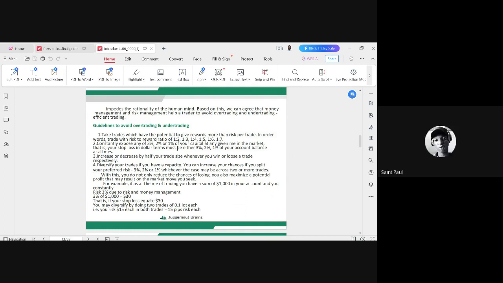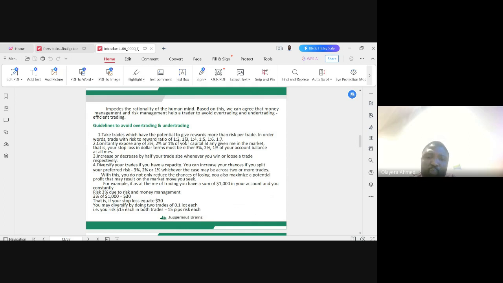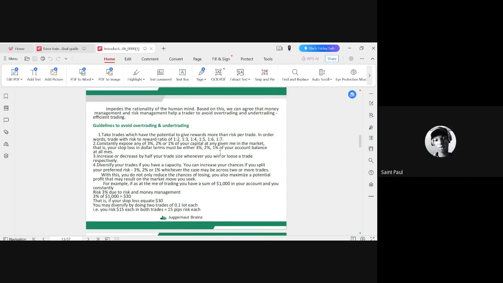Exactly. So take ratio 1 to 2, 1 to 3, 1 to 4, 1 to 5, 1 to 6. Those are the kind of trades that you want to trade. You don't want to be risking more money than what you want to gain. You are risking an amount, but you want to gain something more than that amount, like times 2, times 3, times 4, depending on the price action of that particular trade, right? That's what that is saying, and that's how you can increase your chances to be profitable. You understand? Exactly.